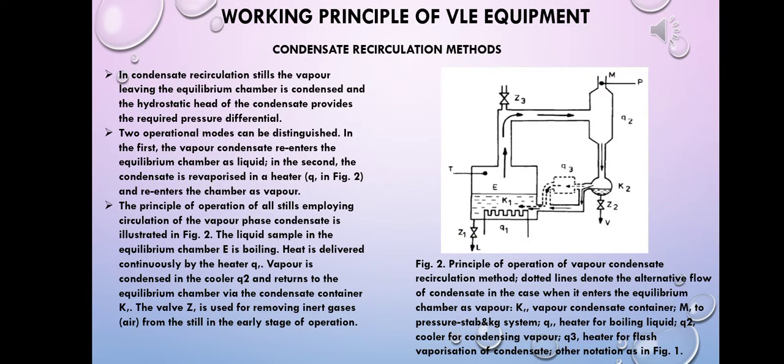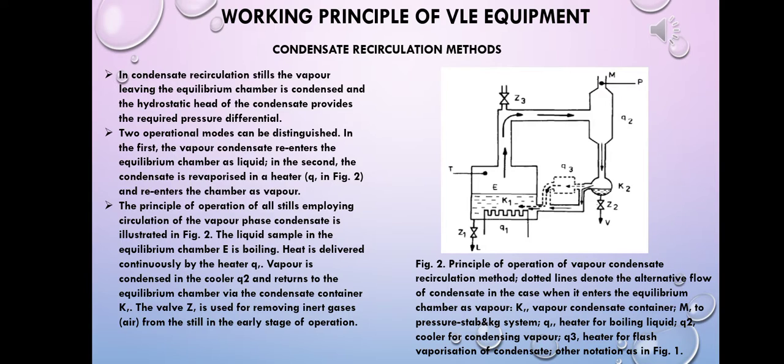In continuation, for the condensate recirculation method, the vapor leaving the equilibrium chamber is condensed and the hydrostatic head of the condensate provides the required pressure differential. There are two operational modes that can be distinguished in this method. We have the first, where the vapor condensate re-enters the equilibrium chamber as liquid, and in the second mode, the condensate is re-vaporized in a heater, which is shown in figure 2 as Q, and then it re-enters the chamber as vapor.